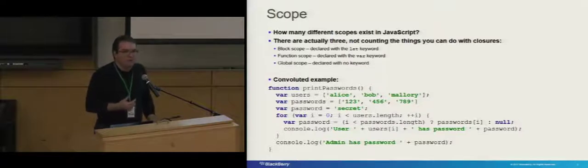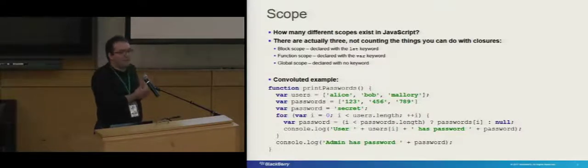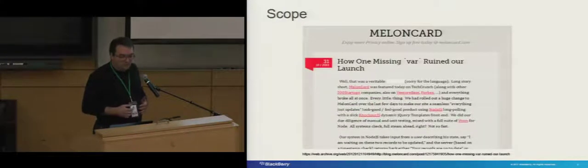Now, you're probably going to tell me, Vince, why would you come up with a convoluted example like that? You're never going to encounter that in production. And that is what I originally thought. But then I came across a blog post from a few years ago. A startup called Meloncard apparently ruined their launch because they forgot a var keyword in a variable declaration. So what they ended up with was a variable that was meant to be function scoped, that was accidentally global scope.